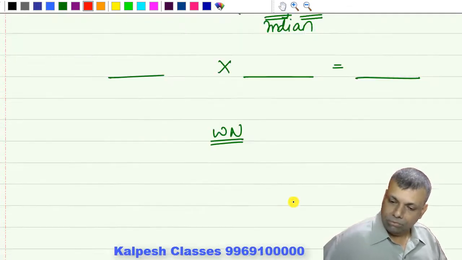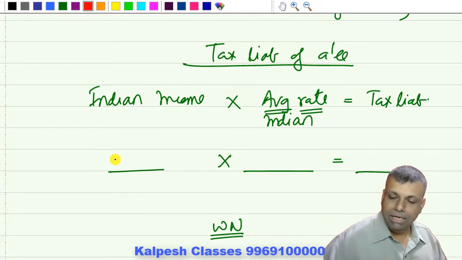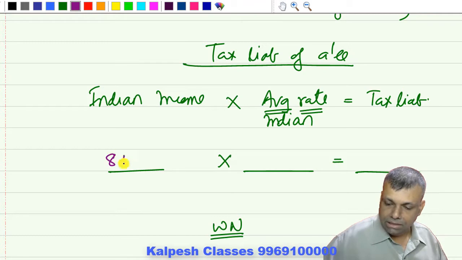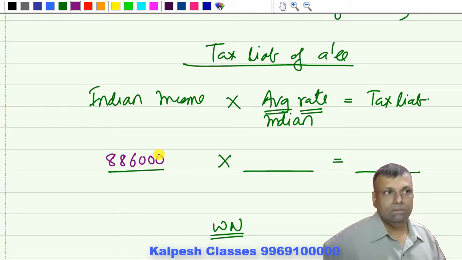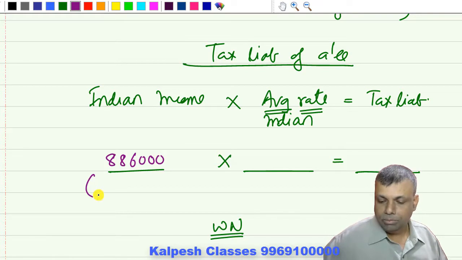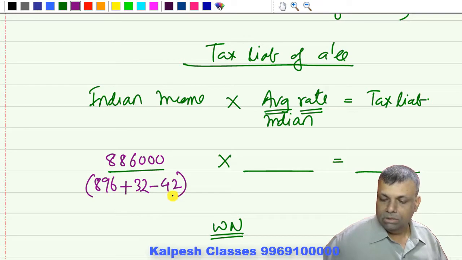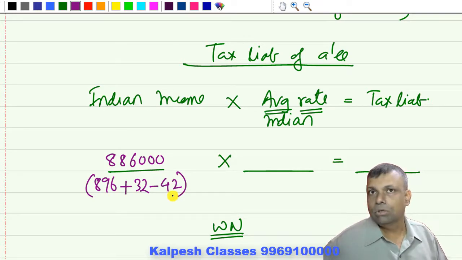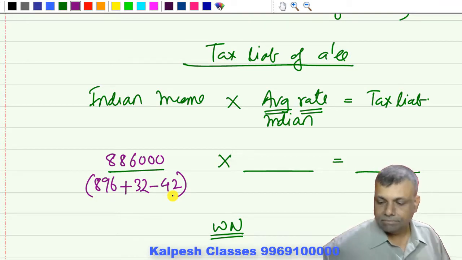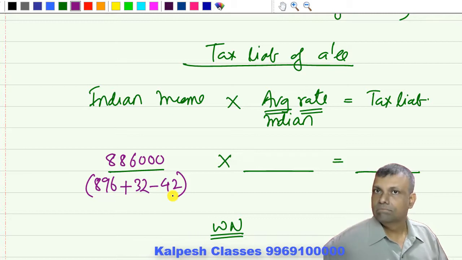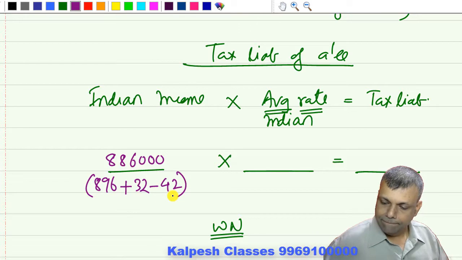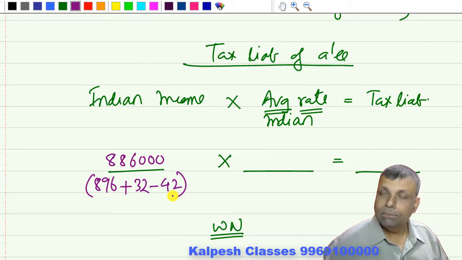Okay, so what you have to say here is that my Indian income is, listen very carefully, 8,86,000 rupees. How did I get this 8,86,000 rupees? My Indian income multiplied by the Indian rate will be my tax liability. So this is 896 plus 32, minus 42. This is my Indian income. Because as per the question, the foreign income is not taxable in India. What is taxable in India is only the Indian income. Okay. Is that absolutely clear? So this is going to be my Indian income.